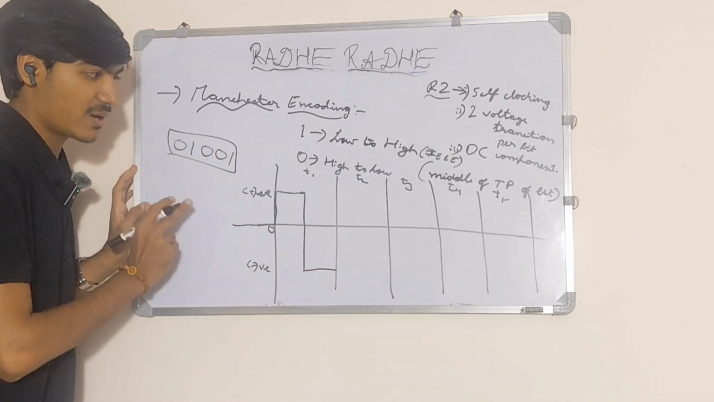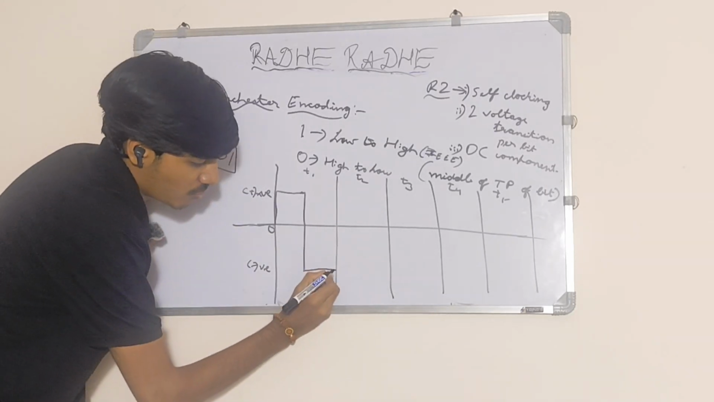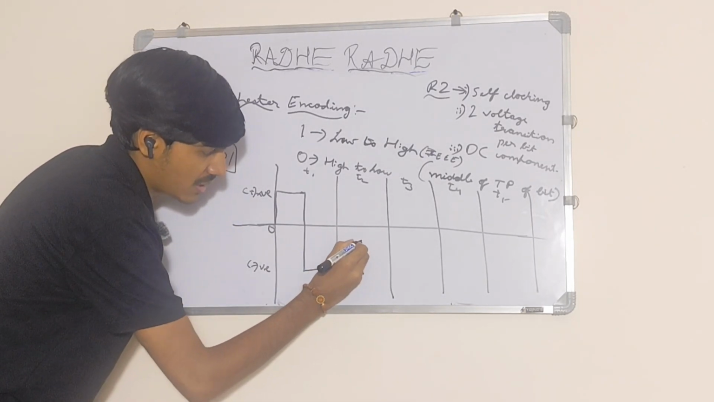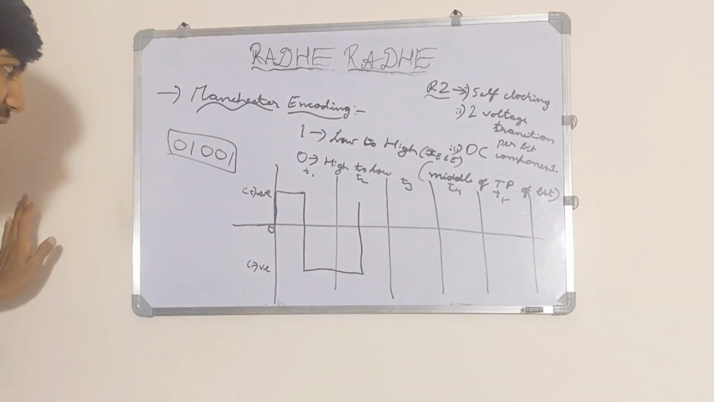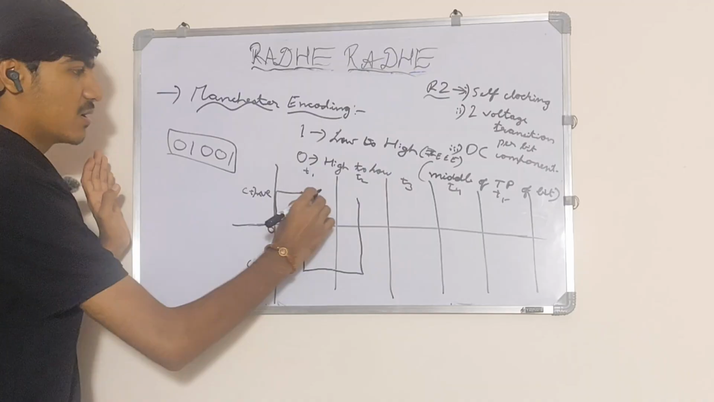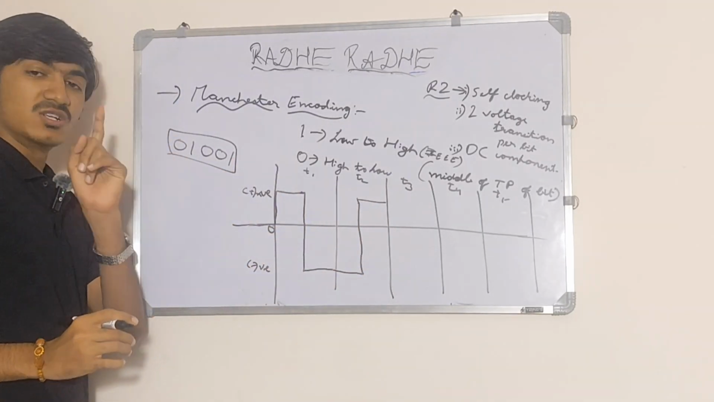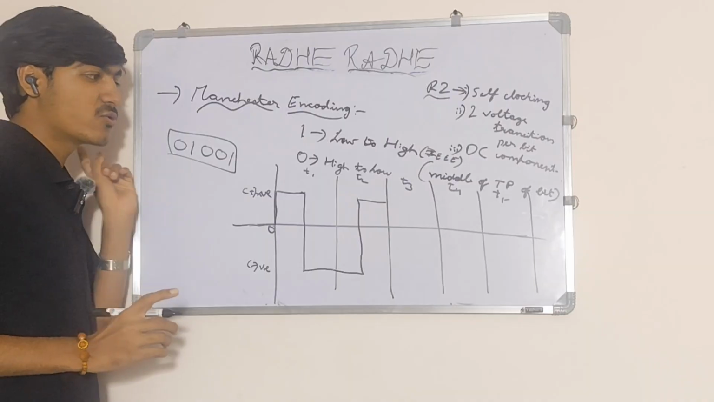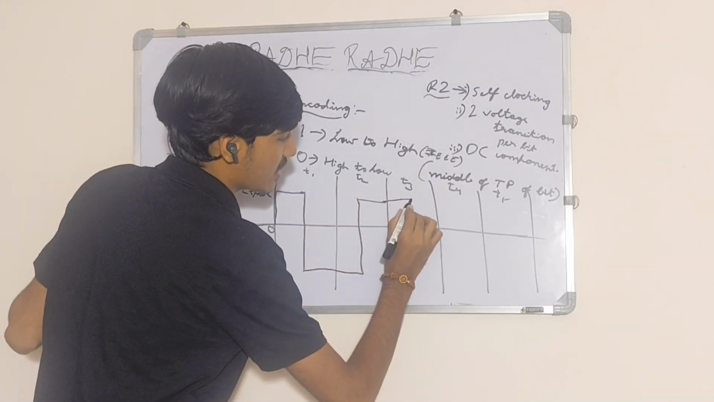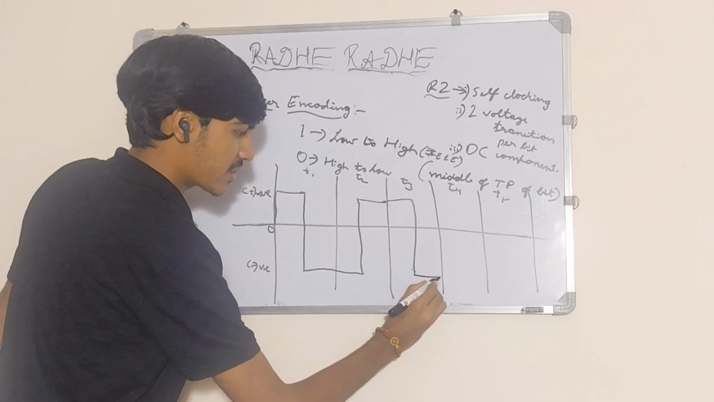Now it comes here. The next bit is 1. I told you 1 is represented by low to high, so it continues here. Now the low to high transition occurs here. Clear? Now it flows till here. The next bit is 0. I told you 0 is represented by high to low. It goes up here, at half of the time period takes the transition, and continues.